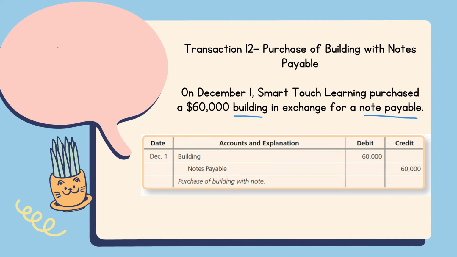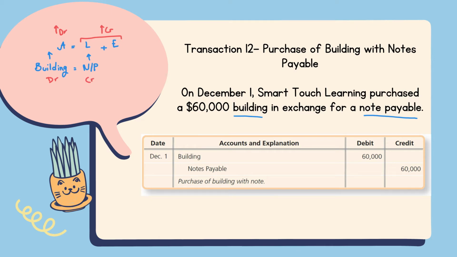Okay, so the accounting equation is assets equals liabilities plus equity. I bought a building, so this is an asset account. It increased. And notes payable, it's a liability account. It also increased. The normal balance for assets is debit, and the normal balance for liabilities and equity is credit. Building increase, so it's gonna go to the debit. Notes payable increase, so it's gonna go to the credit.